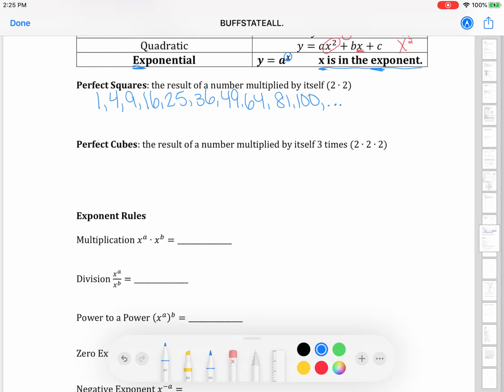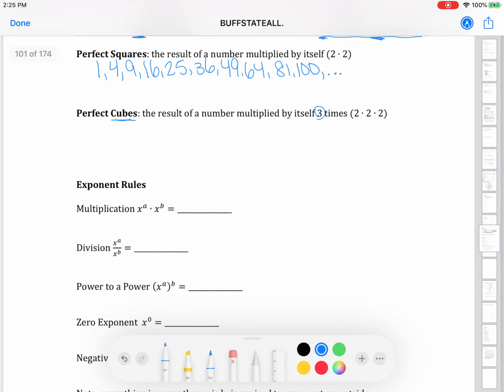Okay, perfect cubes are a little bit different. It's the same idea, but because it's perfect cubes, it's the result of a number multiplied by itself 3 times. So for example, in the parentheses, there is 2 times 2 times 2. I'm going to start off with 1. 1 times 1 times 1 is still 1. Okay, 2 times 2 times 2 is 8. Keep going with this list. Okay, try 3 times 3 times 3.